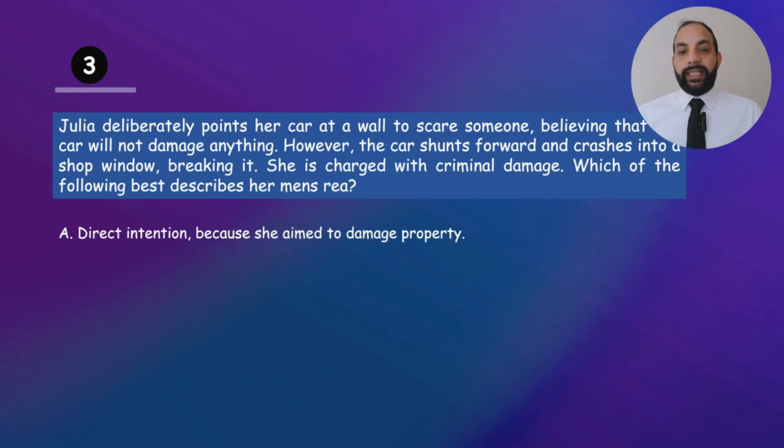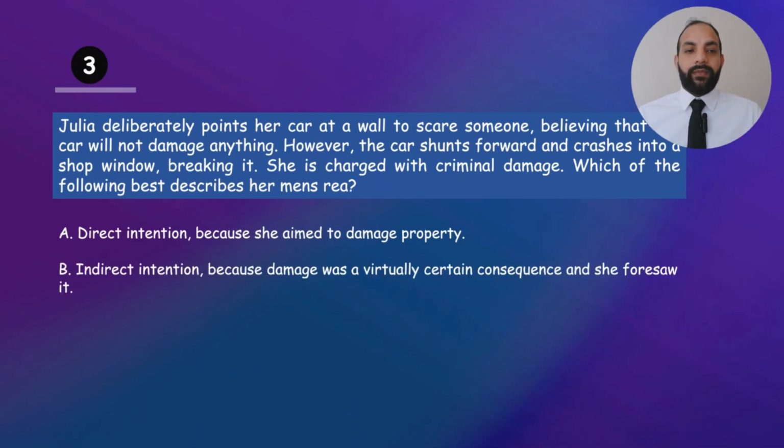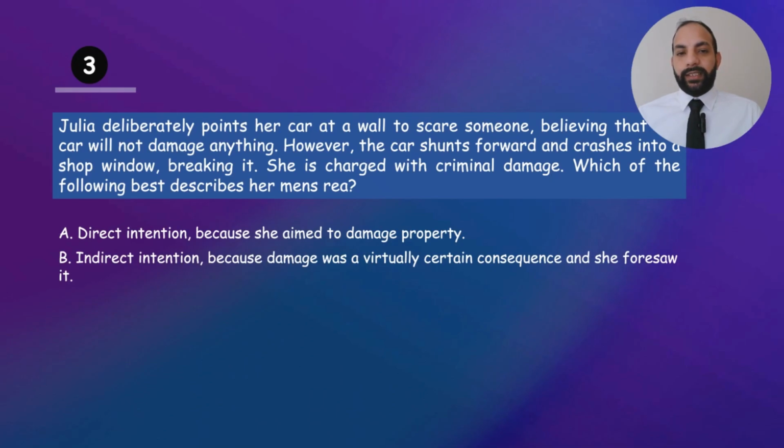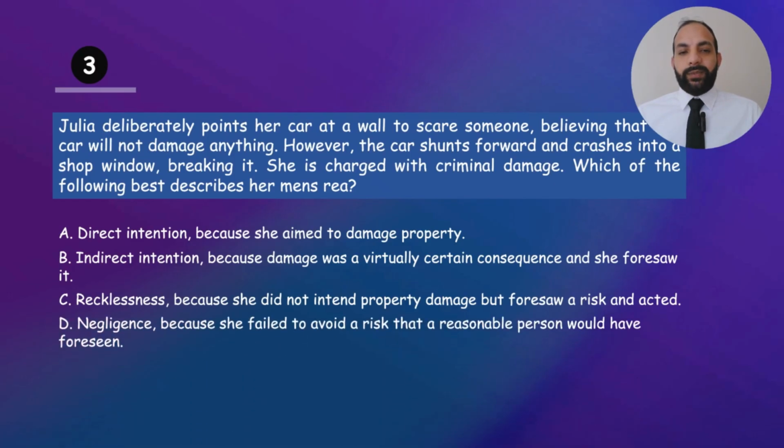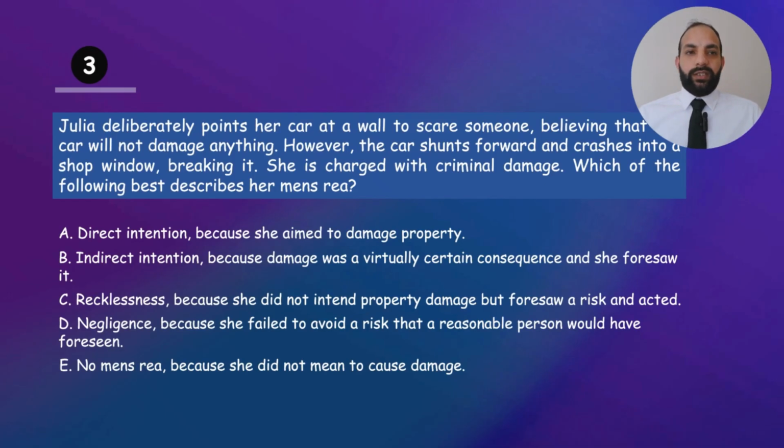A. Direct intention, because she aimed to damage property. B. Indirect intention, because damage was a virtually certain consequence and she foresaw it. C. Recklessness, because she did not intend property damage but foresaw a risk and acted. D. Negligence, because she failed to avoid a risk that a reasonable person would have foreseen. And E. No mens rea, because she did not mean to cause damage. If you want, you can pause the video and double check and read the question and possible options.